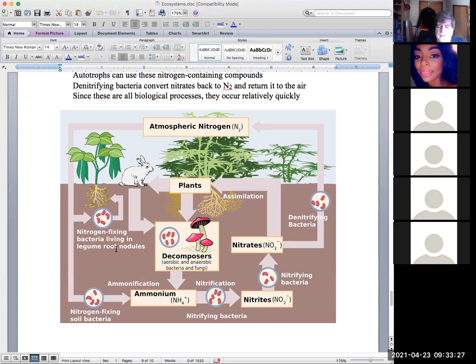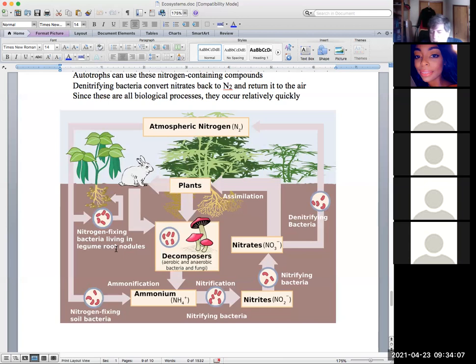Some of these bacteria are associated with the roots of plants. In particular, legumes, things like beans. But if we look at them, this also includes some plants like alfalfa. And plants that are legumes that have these bacteria in their root nodules, typically they're very high in protein. Beans are a good source of protein. So this is one of the main ways that we get nitrogen.